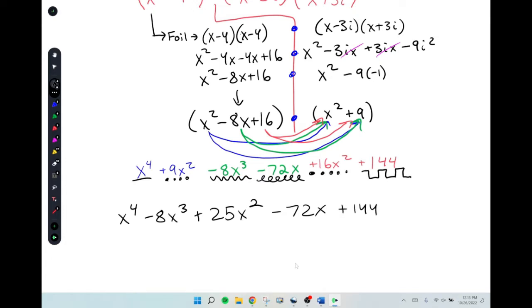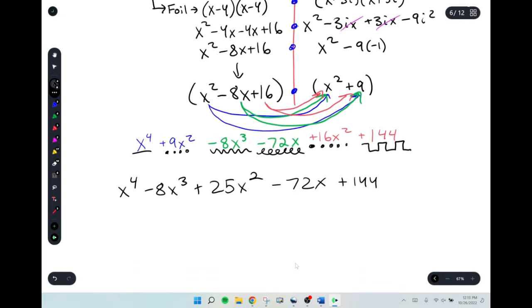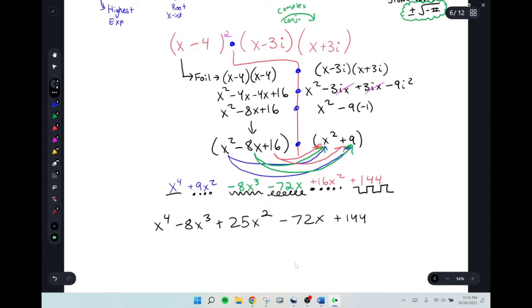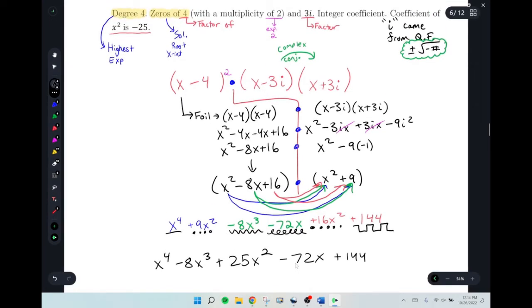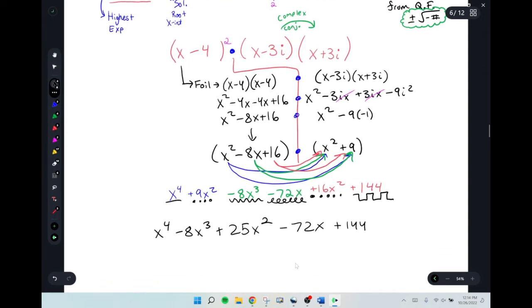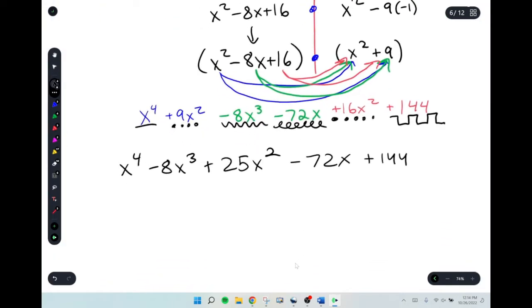I know people just do underlines, but that's boring. We are almost done. I get it. That's a lot of work. Why would we do that much work? I don't know. It said the integer coefficient of x squared is negative 25.